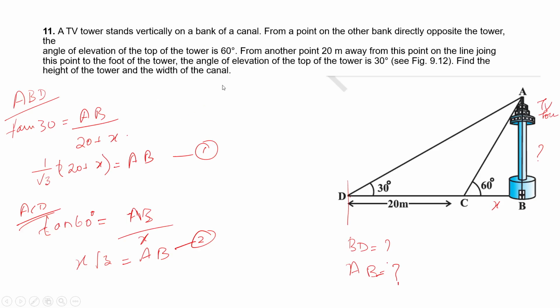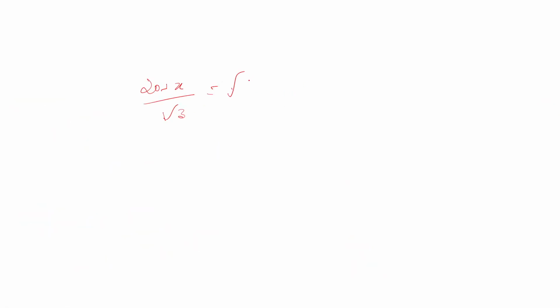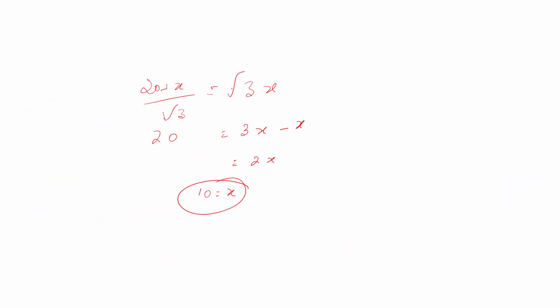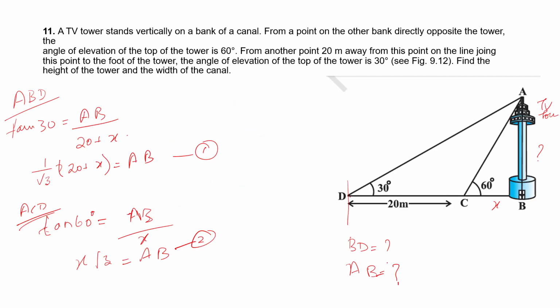(20 plus X) by root 3 equal to, yes, root 3X. Root 3X. So cross multiply, you will get 3X and here 20. So bring that X over here, it will become 2X and then 10. So X is equal to 10. What is X here? X is nothing but this CD. We want to find the canal, BD. BD you have to find.